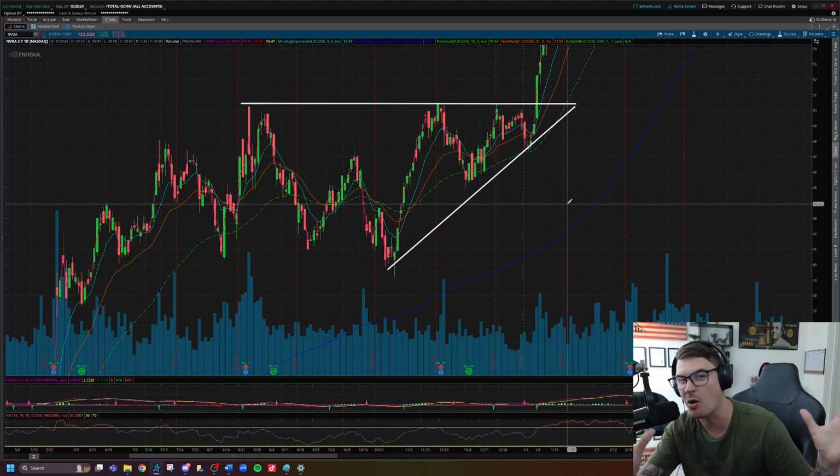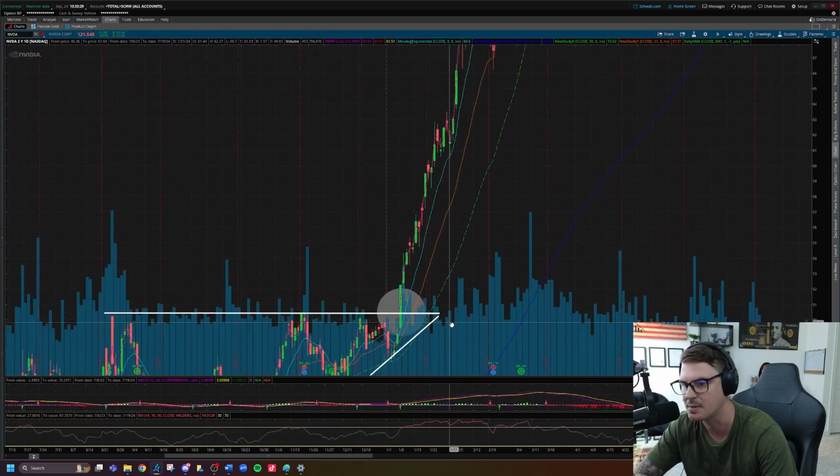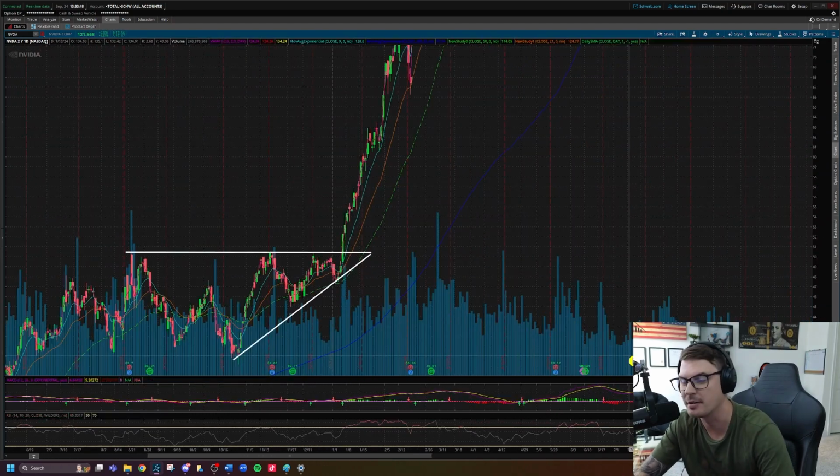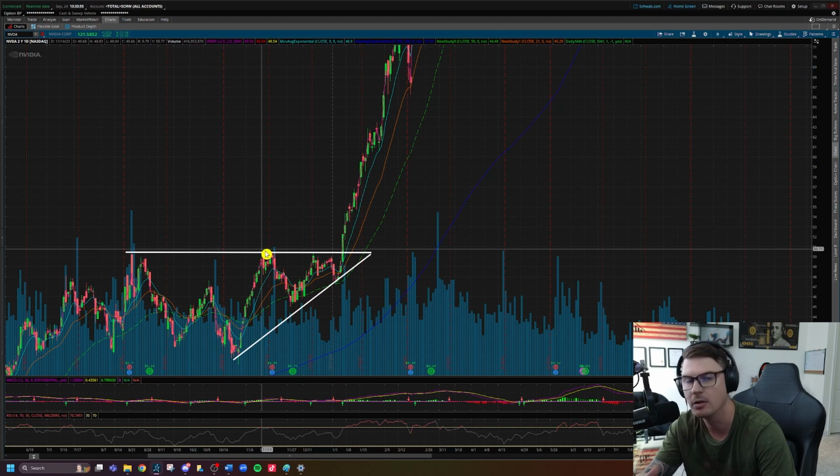Until eventually all of that price action converges to a point and you get a breakout move that is absolutely massive. And when I zoom out on this chart, you can truly see the scale of breakout that this stock had once the pattern was completed.